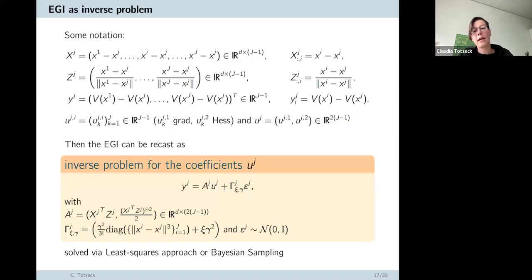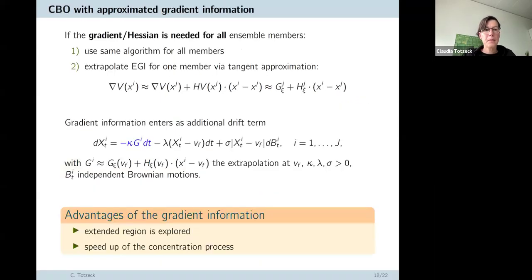So this is very nice. And my collaborators have the background in inverse problems. So for them, this was kind of an easy task. And having this, now let's enhance our CBO with an additional gradient term, but of course not the real gradient, because we still want to have a black box problem, but a gradient approximation based on the inference that we did. Then we have different advantages. So we can explore an extended region, and we have a speed up of the concentration.